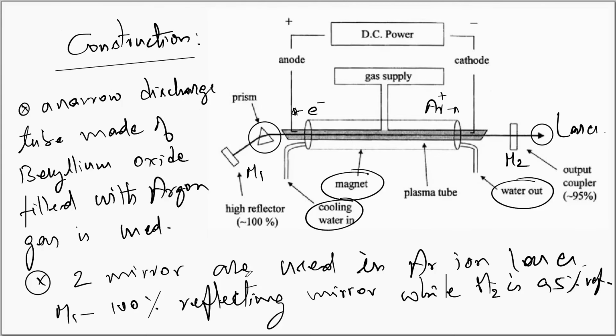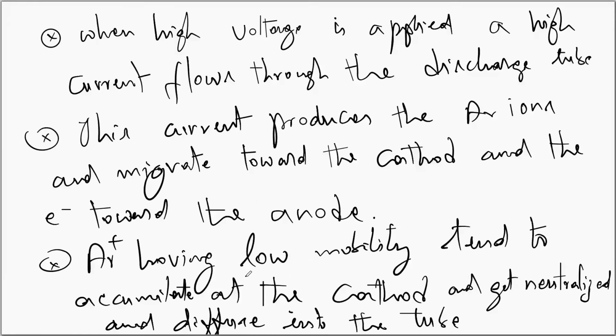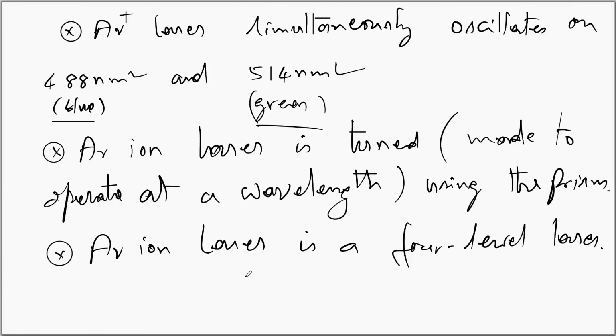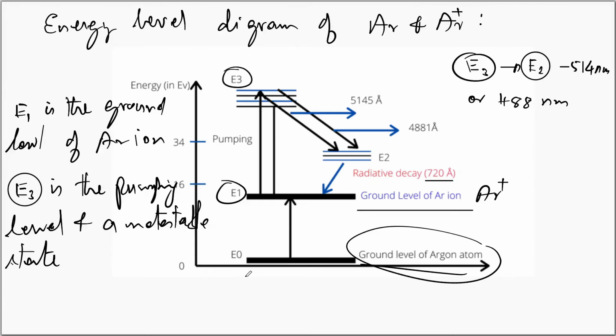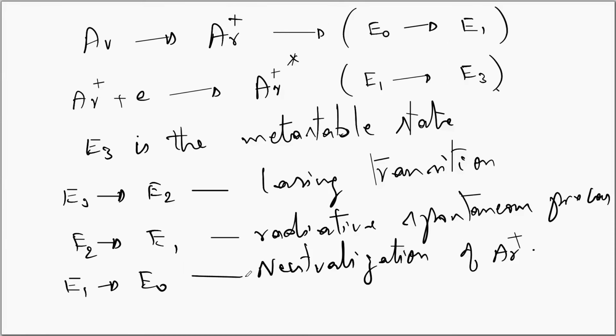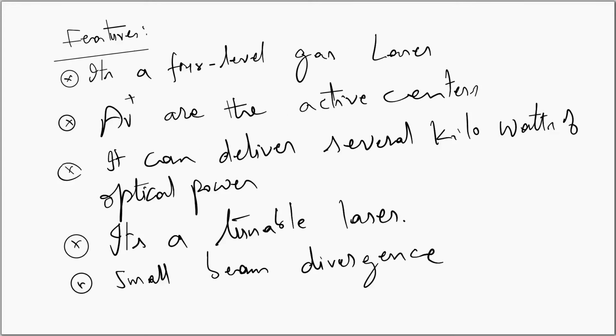We have seen the construction of the argon ion laser. We have said that the argon ion laser can produce two different wavelengths, namely 488 nanometers and 540 nanometers. The argon ion laser can be tuned using a prism. We have seen the energy level diagram of the argon atoms. We have seen the excitation scheme in argon ions and also the lasing mechanism. We have seen finally the features of argon ion lasers.